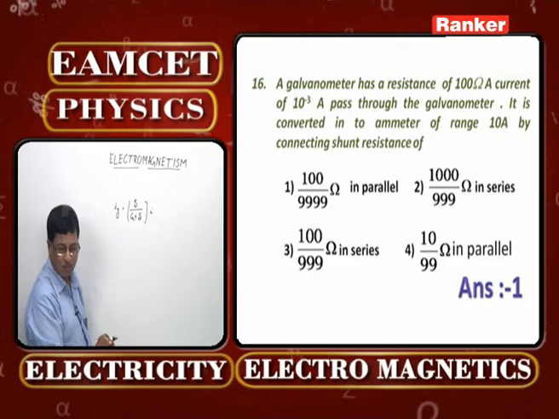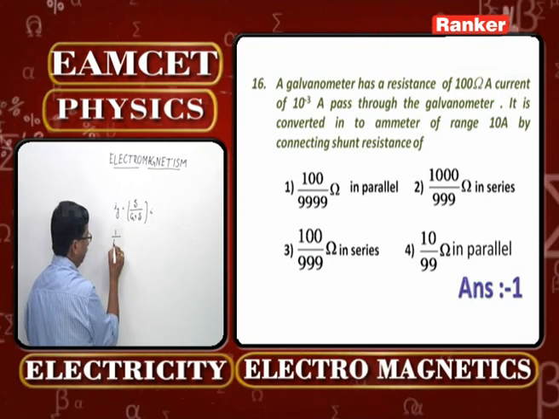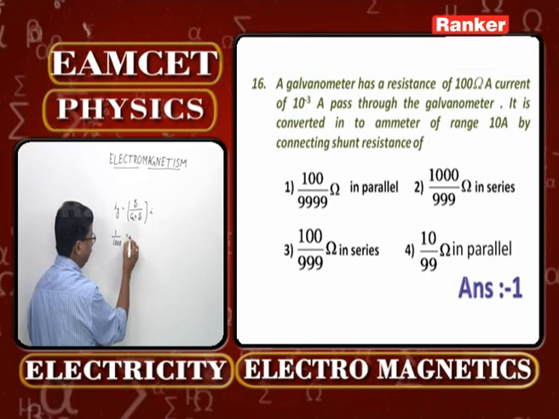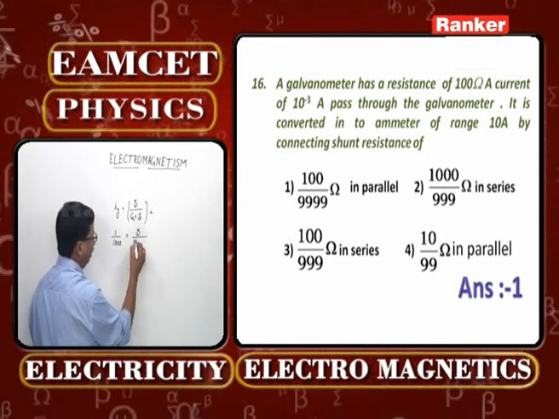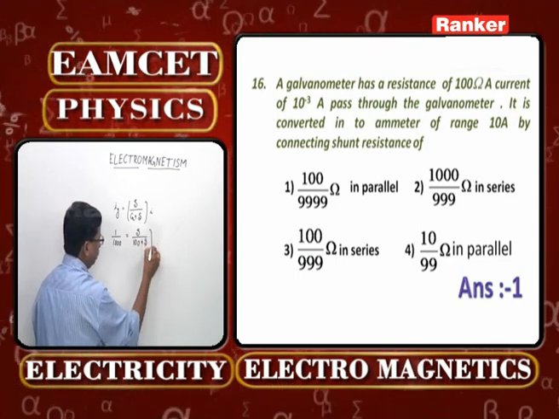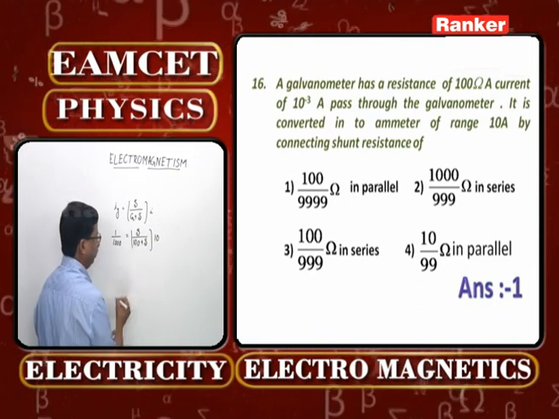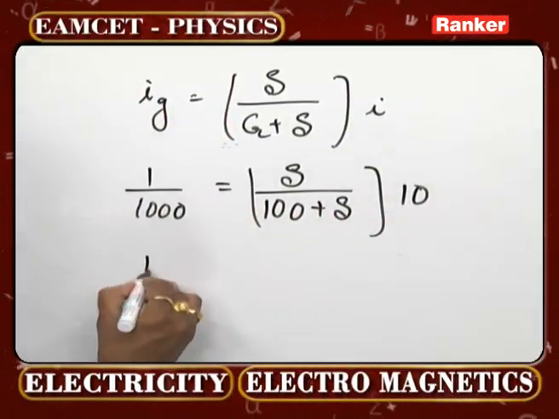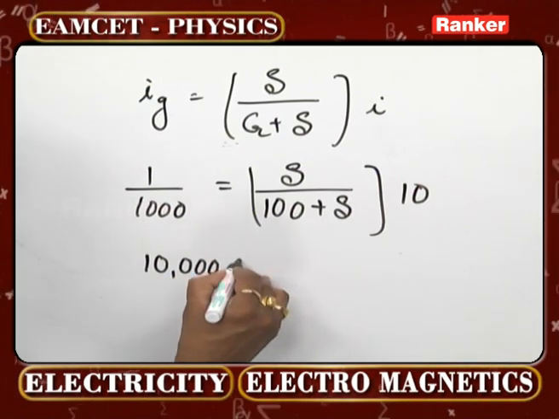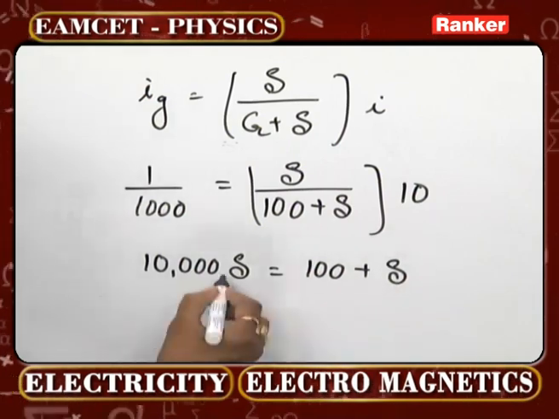What are the values he has given you? You see there. 10 power minus 3 ampere, that is 1 by 1000, is Ig. S by, what is the G value given? 100 plus S into, what is the current he wanted to measure? 10 ampere directly. Come on, cross multiply this please. 1000 into 10, 10,000 S is equal to 100 plus S. Bring this S this side.